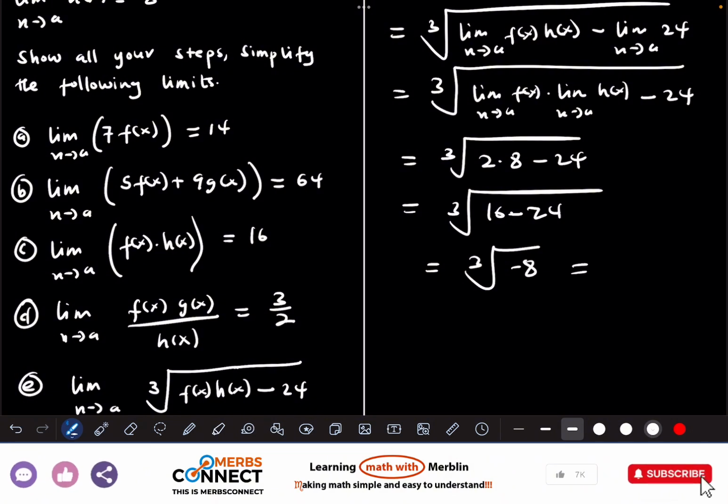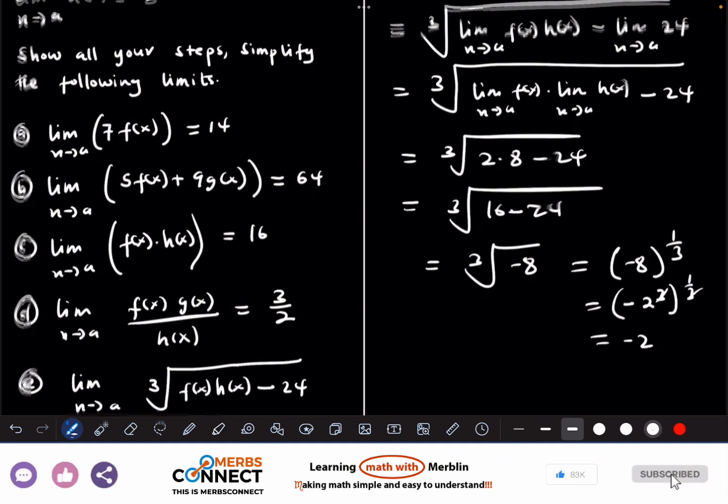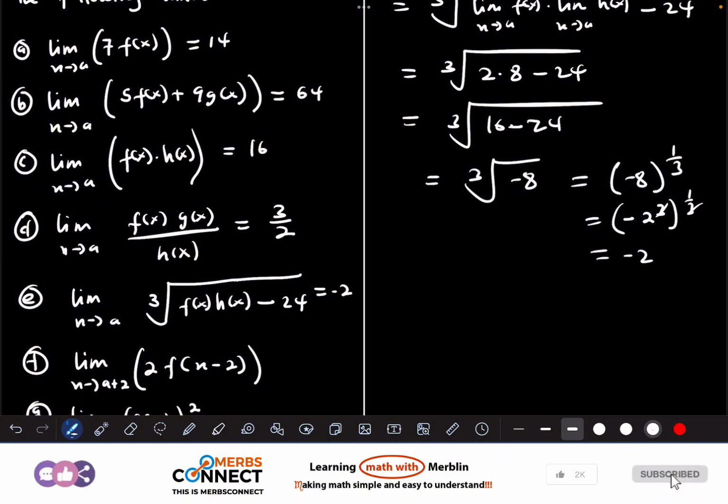And cubic root of negative 8 is, I think this is negative 8 to the 1 over 3, and this can be written as negative 2 to the power 3, which will give us good. So that one should give us negative 2 as the result. So we are going to have negative 2 for the E, negative 2.